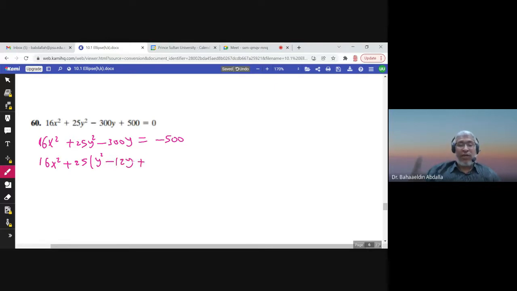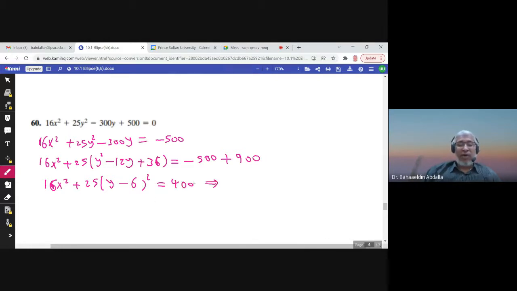What is the number I need to add? 12 divided by 2 is 6. 6 squared is 36. What is the number I added? 25 times 36. 25 times 36 is 900. So I have 16x squared plus 25 times (y minus 6) squared equals 400.